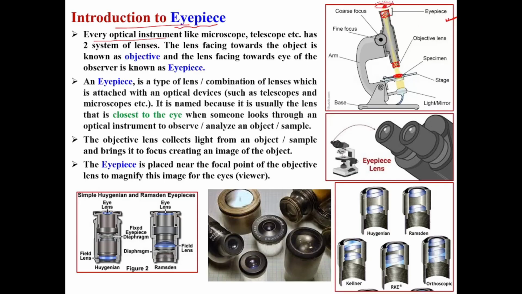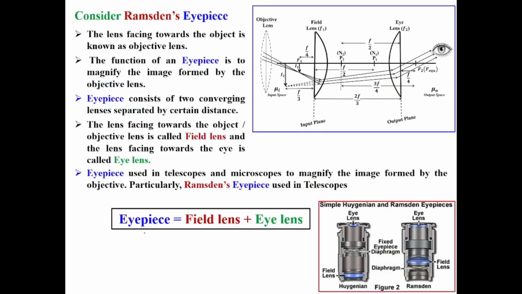In the market we can get various types of eyepiece: Huygens eyepiece, Ramsden eyepiece, Kellner, RKE, orthoscopic, etc. This is the physical appearance of an eyepiece. Overall, we found the eyepiece is the combination of a field lens and an eye lens. In detail, we discussed the introduction part of the eyepiece in the last class.